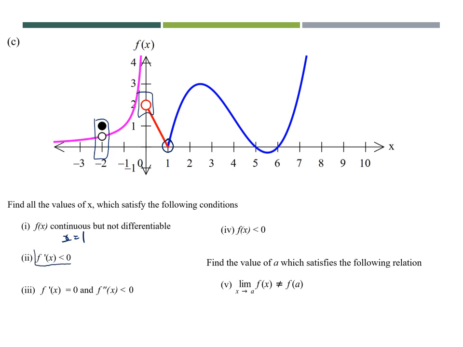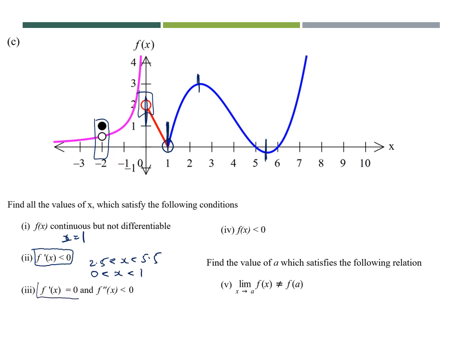Where is the gradient less than 0? Where is the function decreasing? The function's decreasing between here and here. So we're going to say roughly between x equals 2.5 and 5.5. Any other places where it's decreasing? We'll go between here and here as well. So between 0 and 1 as well.